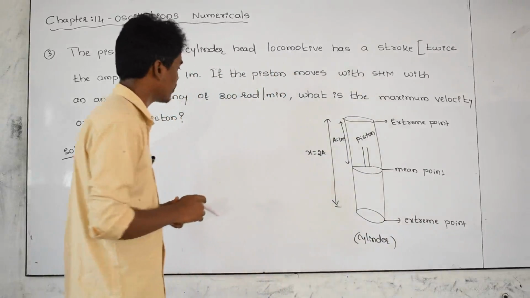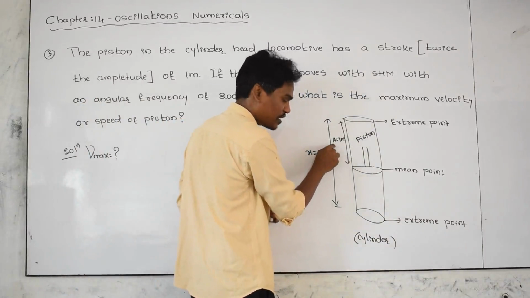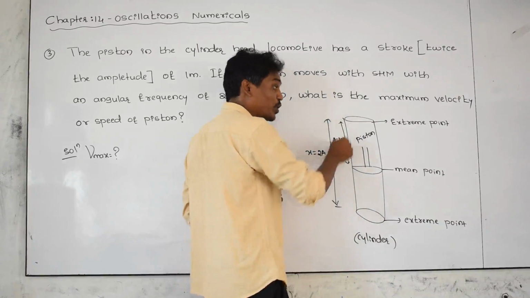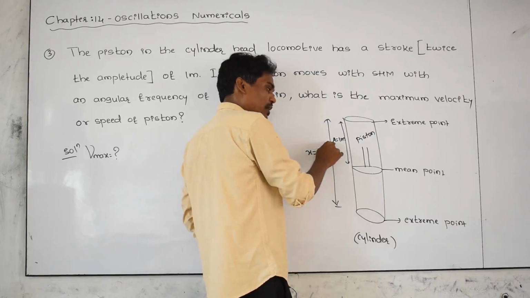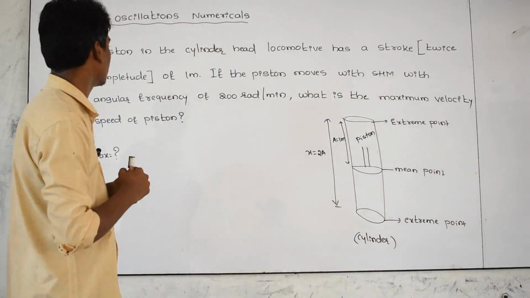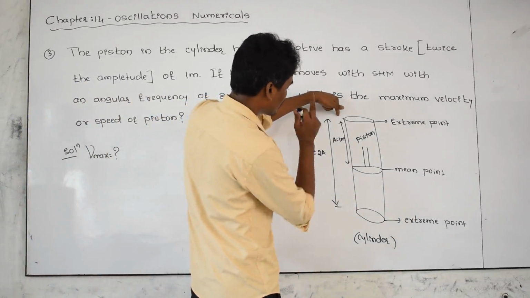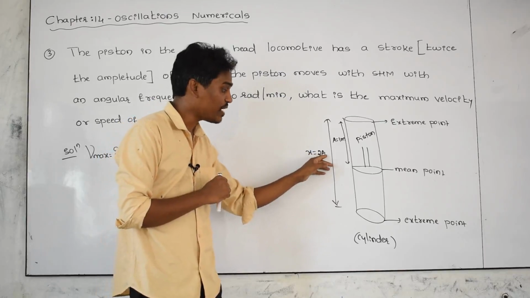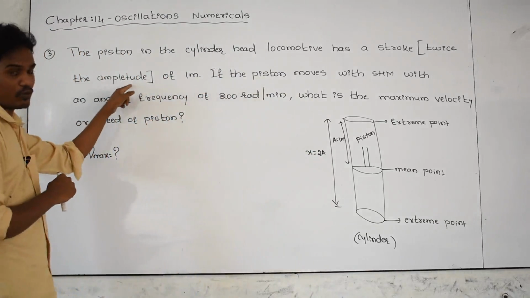And one condition he has given: from mean point to extreme point, this maximum displacement is called the amplitude. What is amplitude? The maximum displacement of the body from mean point to extreme point is called the amplitude, and the stroke length he has given is 1 meter. And one thing he has given as the condition: the stroke length is twice the amplitude.